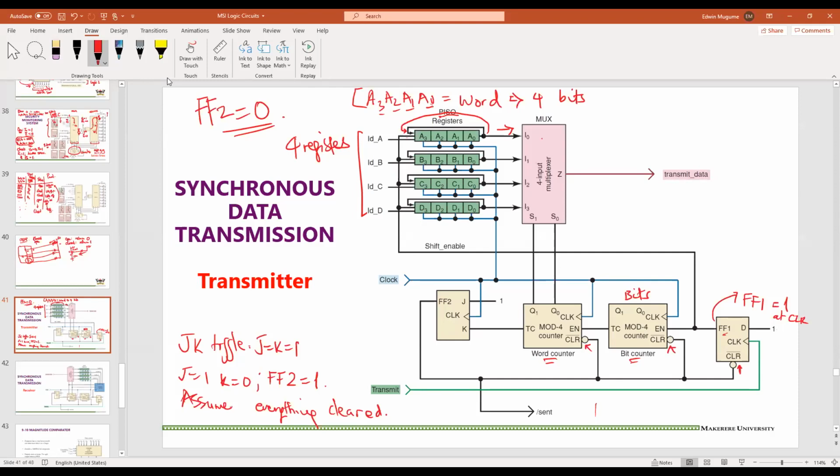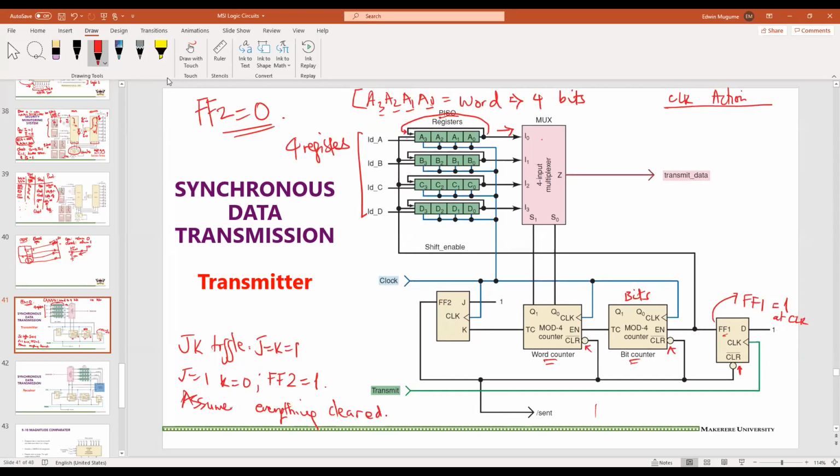We can see that we have our parallel data, parallel loaded into these 4-bit registers, and we have our clock signal. Initially, before the clock signal, everything is cleared. At the first clock signal, what happens? When the first clock signal comes, it clocks this one. Now, K is 0. The reason why K is 0 is that, remember, everything is initially cleared.